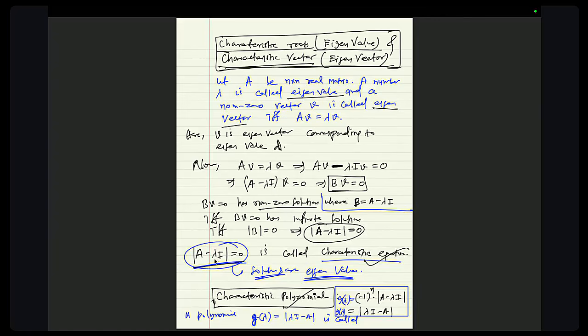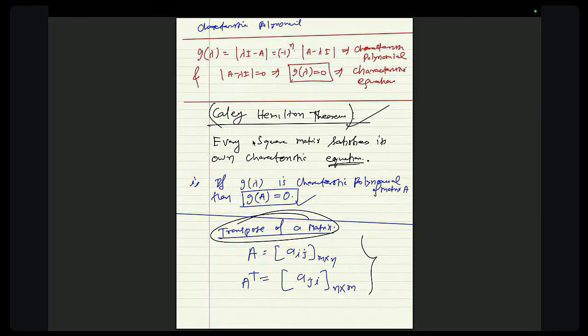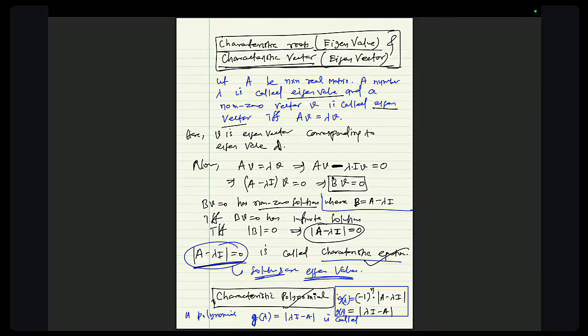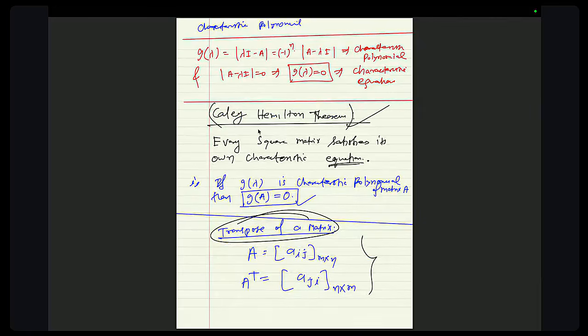Then this is the characteristic equation: determinant of A minus lambda I is 0. For the characteristic polynomial you can take the determinant of lambda I minus A, or A minus lambda I; that will work. To find the eigenvalue, you have to solve this equation, and to find the eigenvector, you use the equation AV is equal to lambda V. What is the Cayley-Hamilton theorem? It says every square matrix satisfies its own characteristic equation.